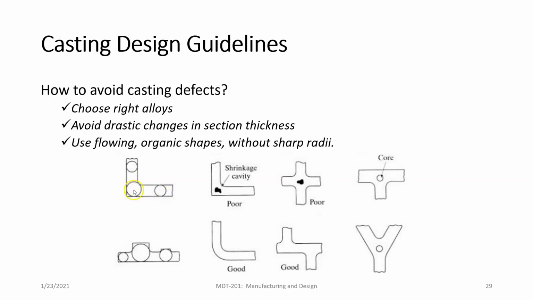So this is going to solidify after this area solidifies. Again, same thing here, right? This area is going to solidify, still going to be liquid while this is turning into a solid. And use flowing organic shapes without sharp radii. That's why we have all those fillets and rounds on cast parts, because it makes the liquid flow much better, all right? These corners are bad, right? It's tough to even get the metal into that so that it can start to solidify.